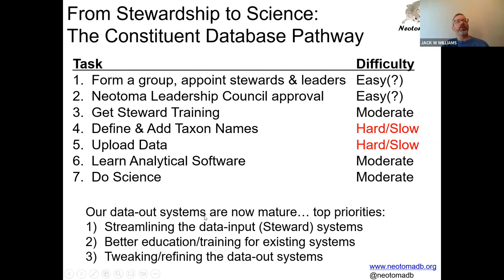So to summarize, I call it our data out systems, the ways of getting data out. Explorer and the APIs are now pretty mature, as Simon was saying. And so I think what we really need is to make these data input systems and data curation management systems more powerful, faster, easier to use. We need better education and training for the existing systems. And there will always be ongoing needs. We don't want to zero out our support for things like Neotoma. We know that there's going to be maintenance, fixes, help requests, and new helper functions. So we want to keep supporting them, but at a more minor tweaking level rather than active major development.